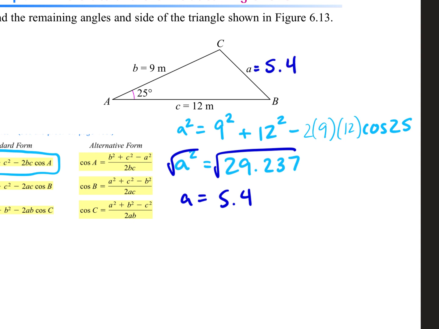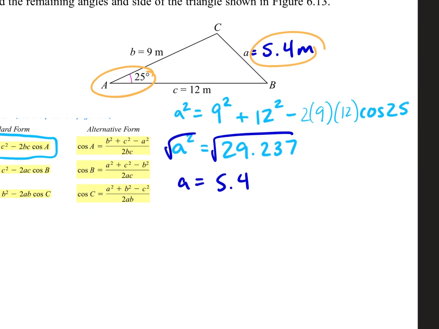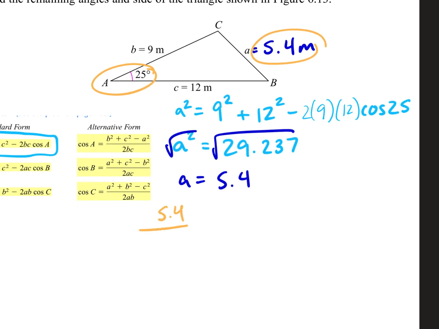Now we take the square root of both sides. Usually we would put plus or minus. Why are we not putting plus or minus here? Because we're talking about a side length, so it can't be negative. So 5.4 meters. We still have to find angle C and angle B. So what would we do? We can use law of sines now that we have a pair, because I have angle A and side A. So I would say 5.4 over the sine of 25 is equal to, I'm going to find C first. So 12 over sine of C.